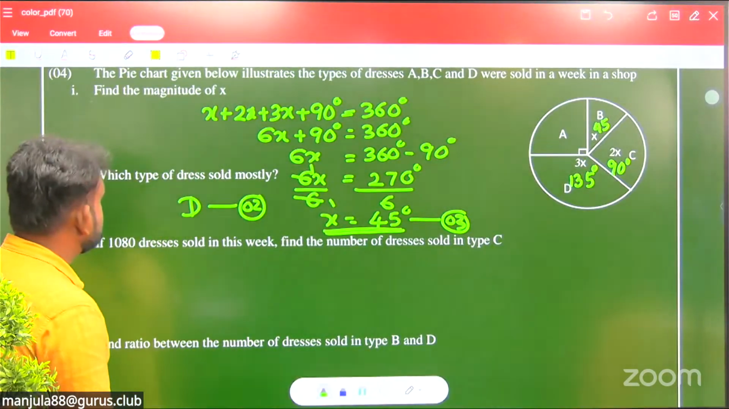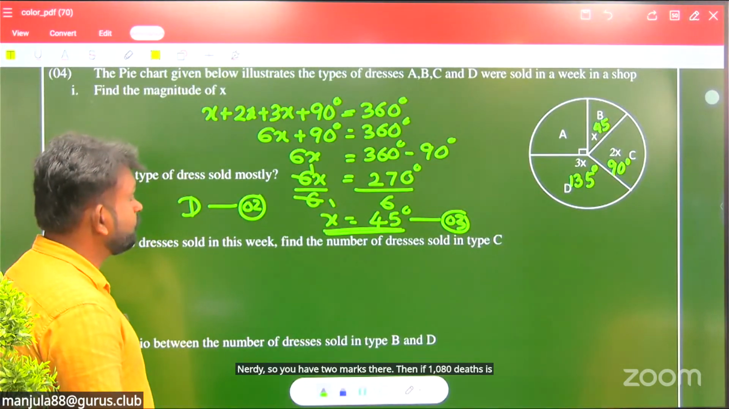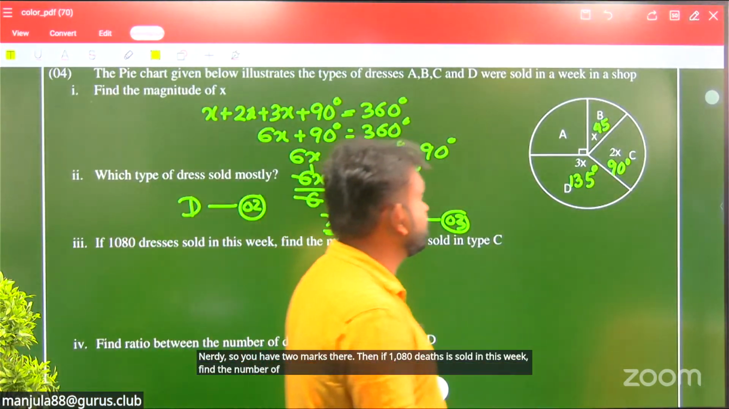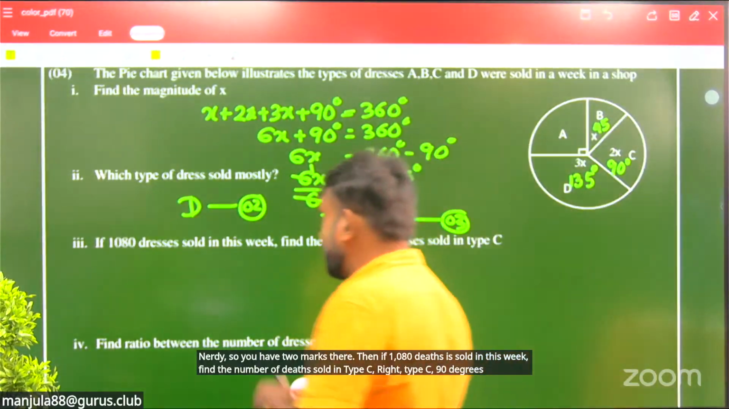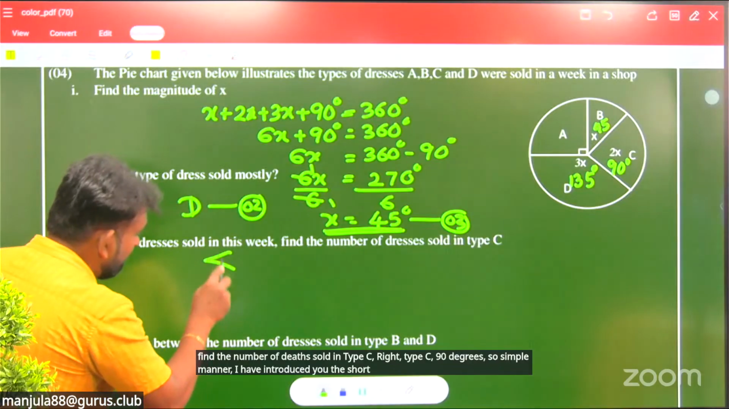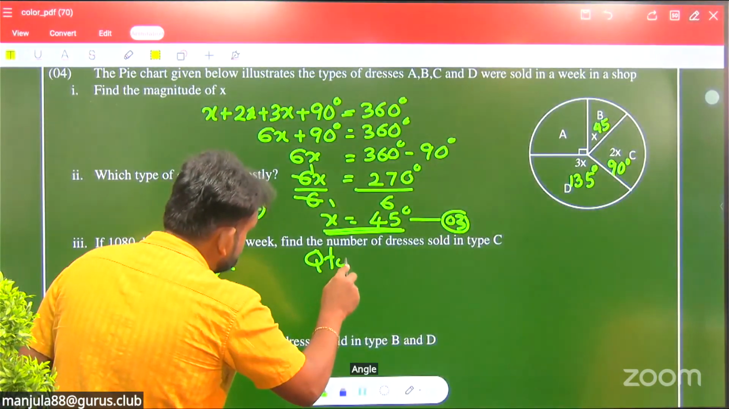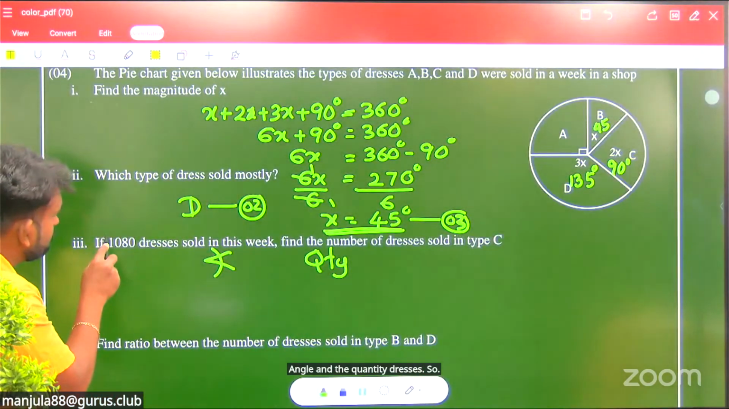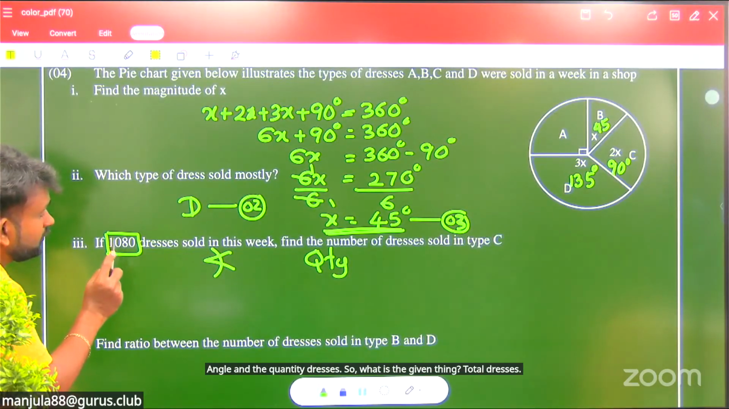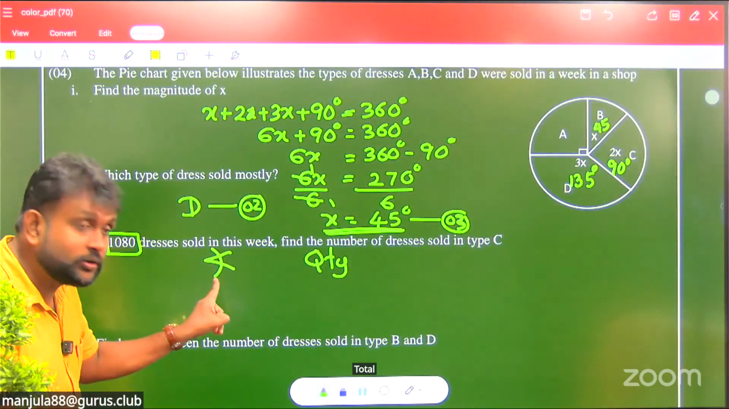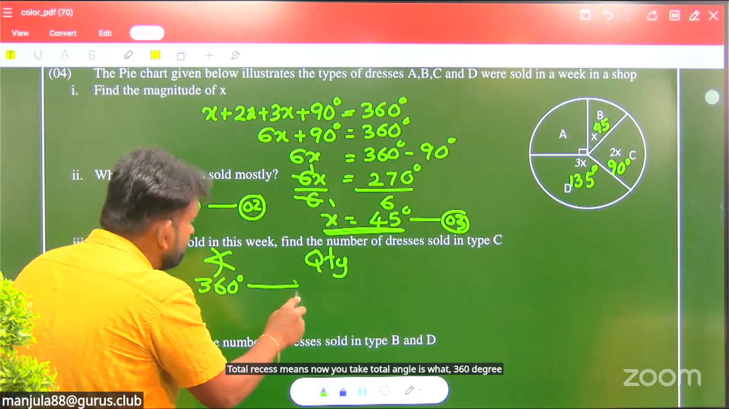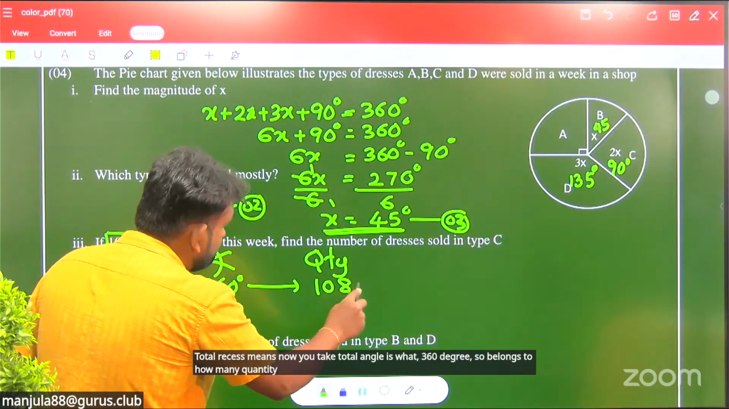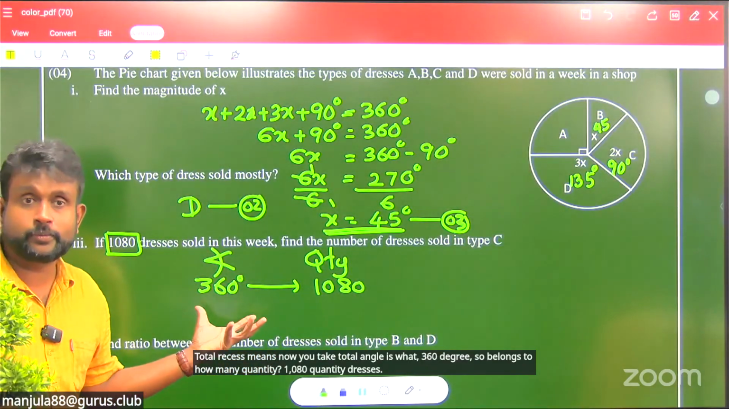Then if 1080 dresses were sold this week, find the number of dresses sold in type C. Type C is 90 degrees. In a simple manner, I have introduced you to the short method: angle and quantity of dresses. So what is the given information? Total dresses means the total angle is 360 degrees, which belongs to 1080 dresses. That is the given information you mark.